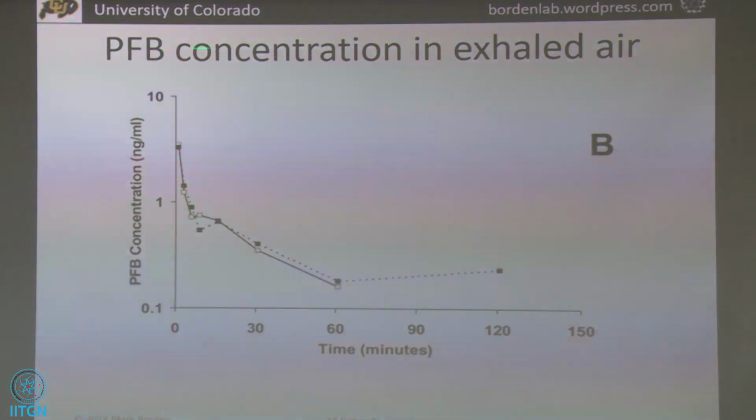This is the perfluorobutane concentration in exhaled air. Again, this is the log scale of perfluorobutane concentration in nanograms per milliliter as a function of time, going from 0 to 150 minutes. And you see it rapidly increases, which you can't really see on this scale, but then it starts to decrease extremely rapidly.